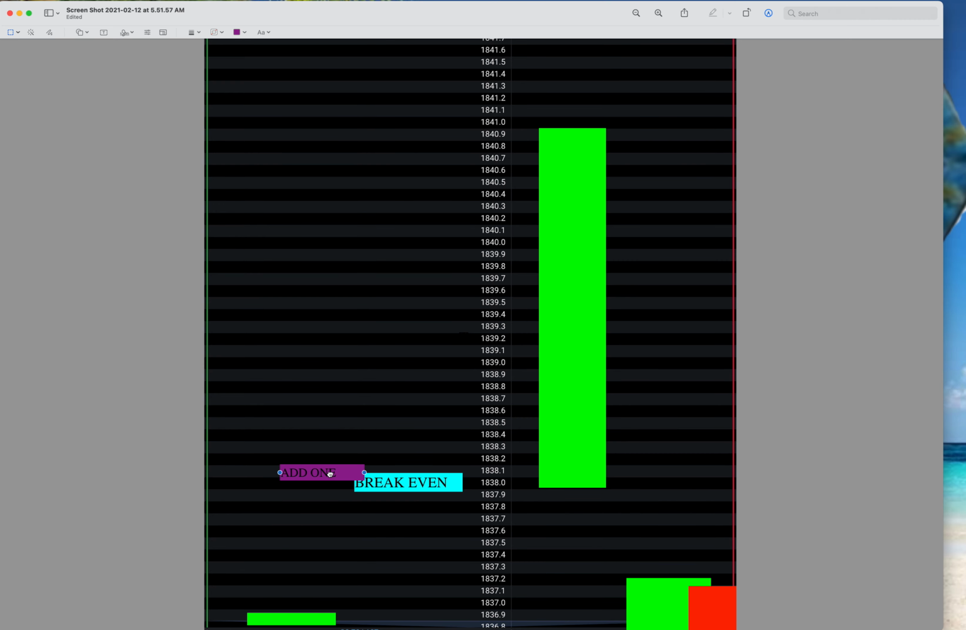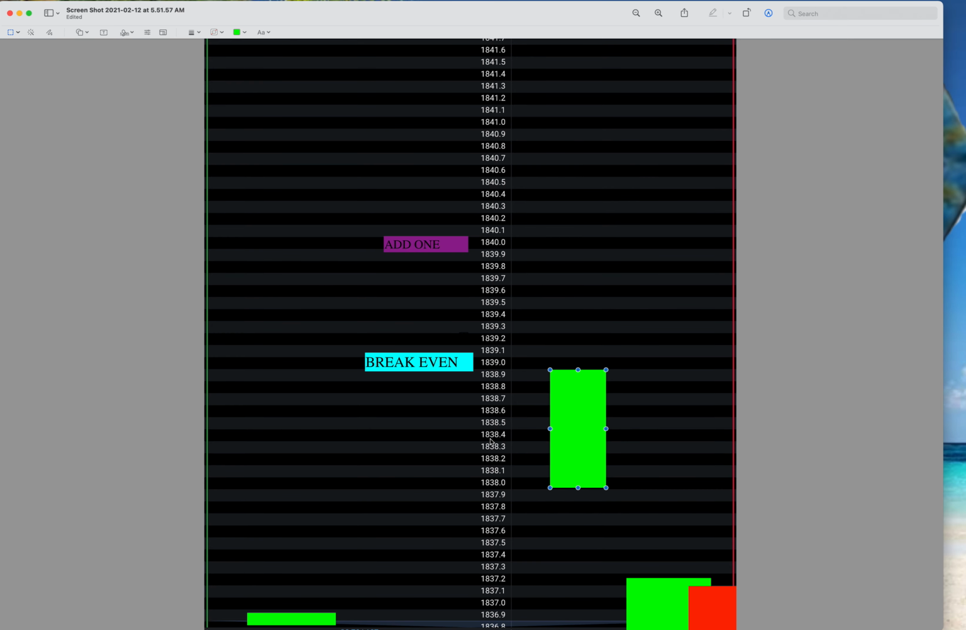So I'm going to add to a position. No, let's put it at 40. So now remember, we're in the profit now. Now what happens in this situation? Your break even moves up to 39. So if this trade pulls back against you under 39, you're going to lose money.